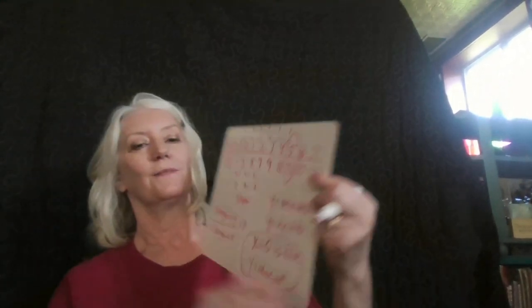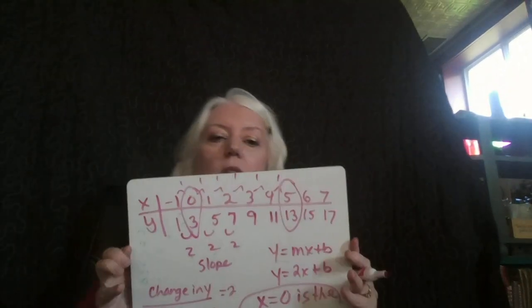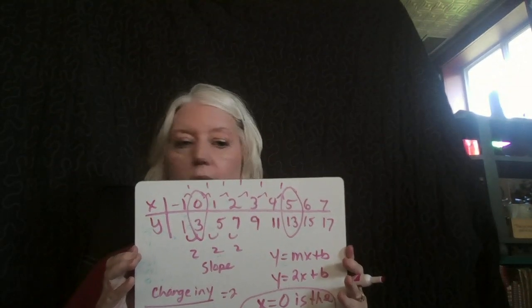Let's see if that's right. Look at our table. Right here, x was 0, y was 3. Our y-intercept is 3. We knew that from the table, which is always a good thing to go back to do. If you can make a table, if it's reasonable, then do it. Here's our equation.